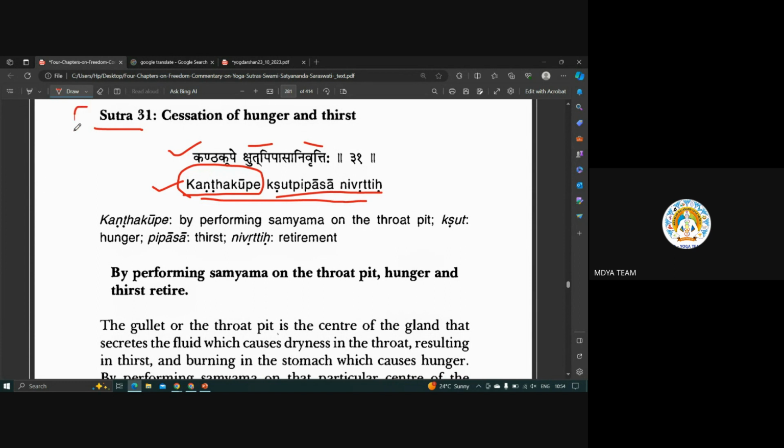So by Samyama on the throat region, a yogi can get this sustenance against hunger and thirst.